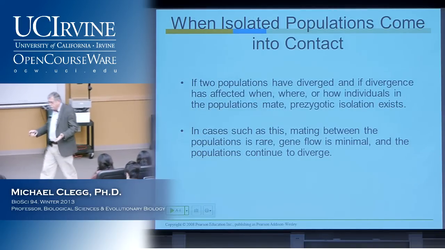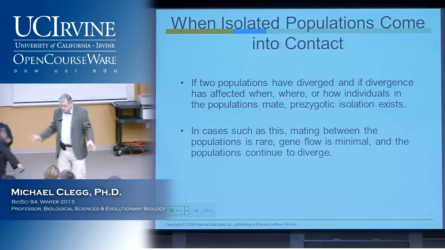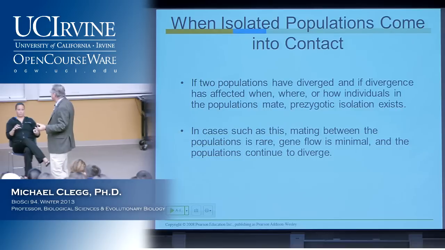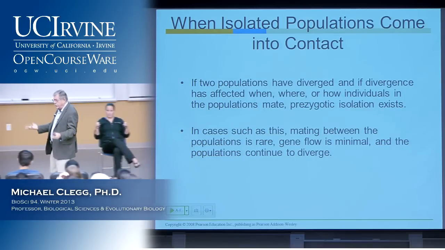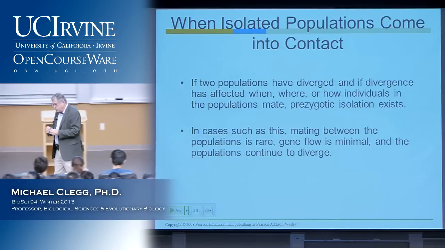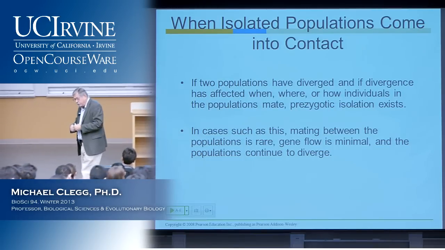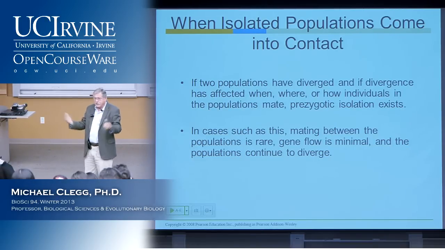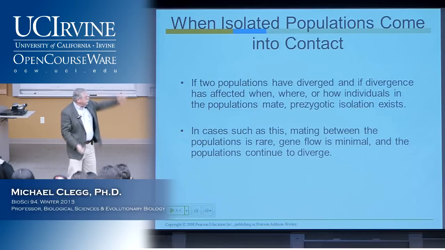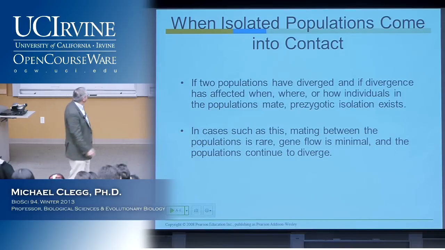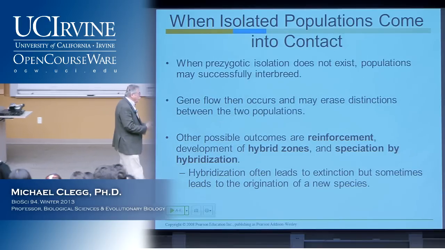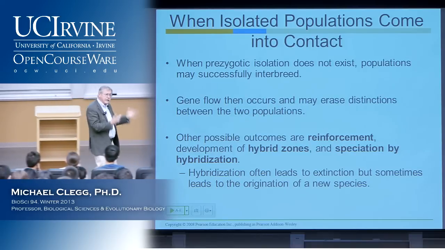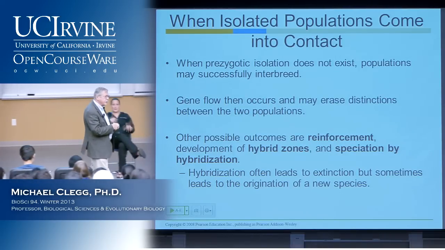Okay, now, let's suppose that we've got two isolated populations which are close to being different species, and we bring them back into contact. What's going to happen? Well, if prezygotic isolation exists, there's no possibility for the union of gametes, then they're going to continue to diverge, right? Because there's already prezygotic isolation. They're not going to produce any offspring, so they're going to continue to diverge. What if that's not the case? What if they still, like the Neanderthals and humans, can still intermate and produce offspring?